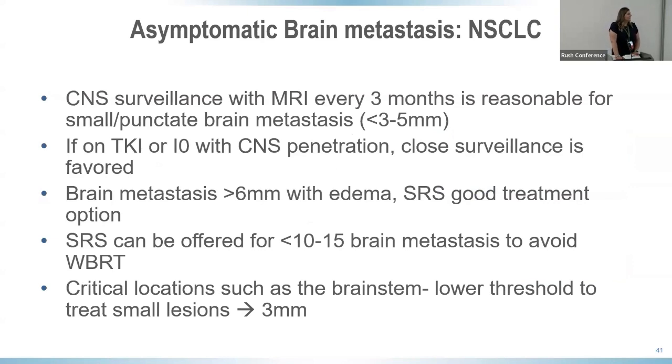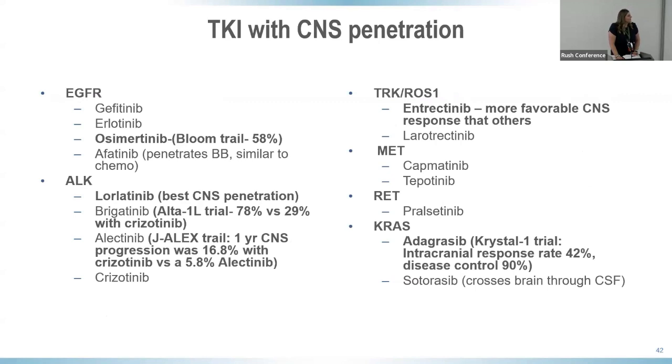For patients with brain metastasis greater than 6 millimeters with some swelling, we want to start talking to them about treating them with SRS. We also can offer it to them with 10 to 15 metastases just to avoid them having to need whole brain radiation. Critical locations like the brainstem, for example, we have a lower threshold to treat, just because if it grows even the slightest bit, they're going to have major symptoms. So this is a great slide, which helps us take into consideration before offering them treatment.